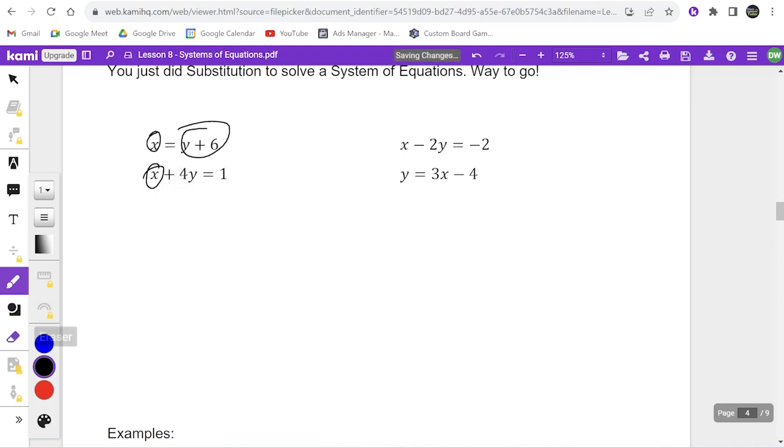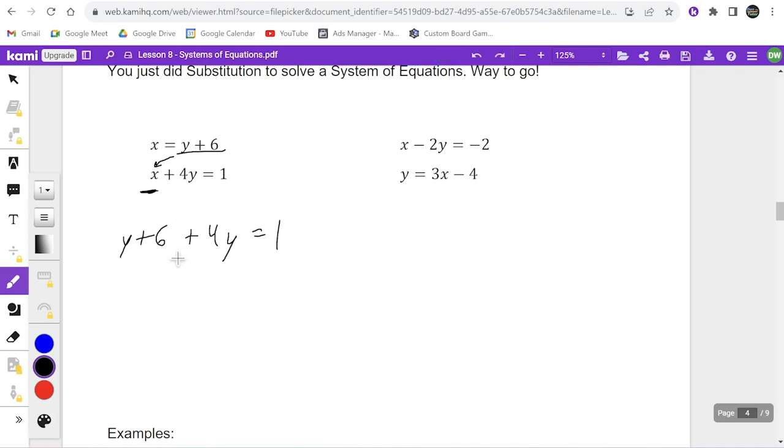Let me explain that again. There is an x here, and we just said x equals y plus 6. So I want you to write where the x is, I want you to write y plus 6 right there. So in other words, it's y plus 6 plus 4y equals 1. In other words, I substituted x for y plus 6. And I can do that because it says x equals right there.